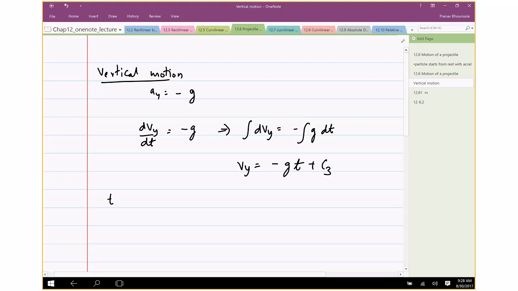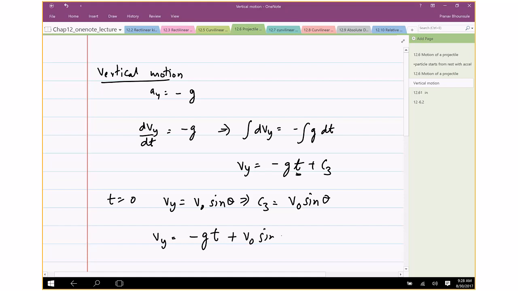At time t equals 0, we know that the velocity is v0 and the angle is theta. So if you use trigonometry, the velocity in the y direction is v0 sine theta. So c3, if you put t equals 0, you get vy equals v0 sine theta, then c3 equals v0 sine theta. So vy is minus gt plus v0 sine theta.